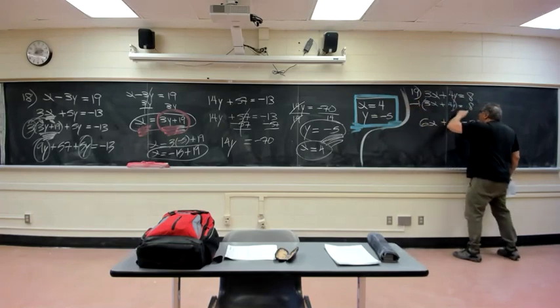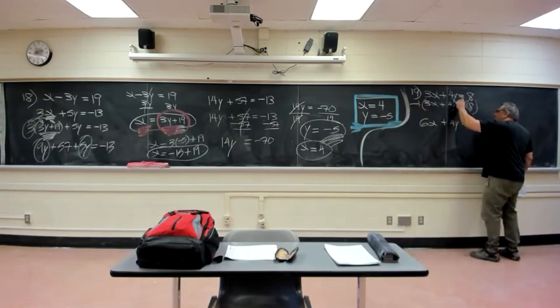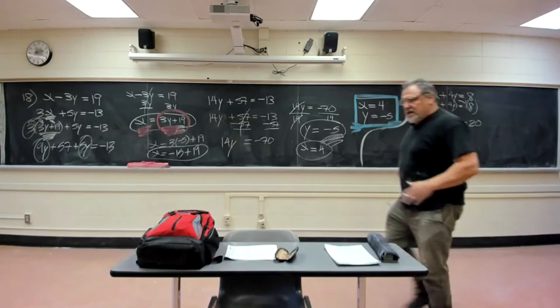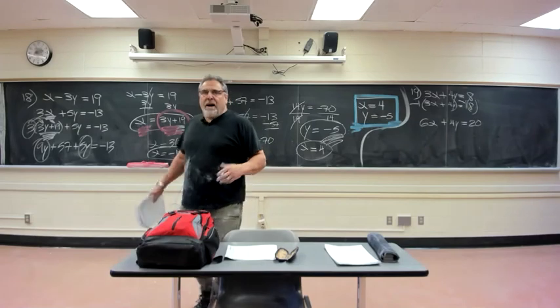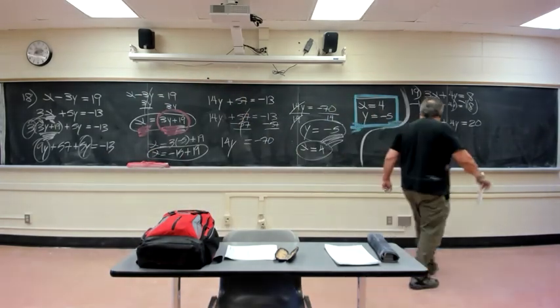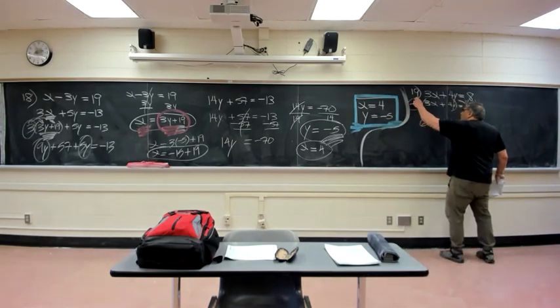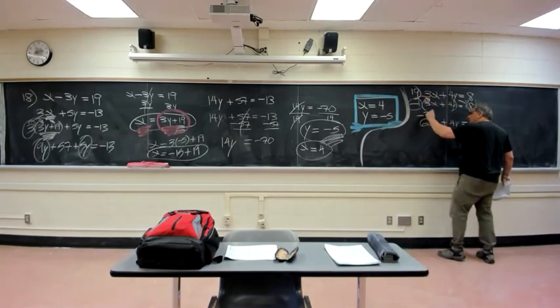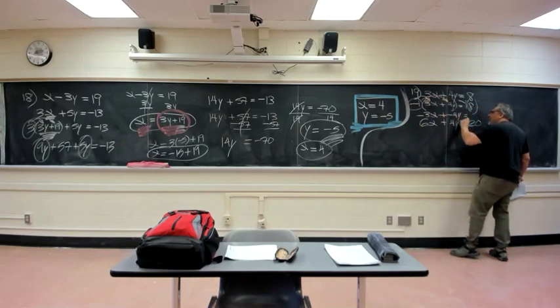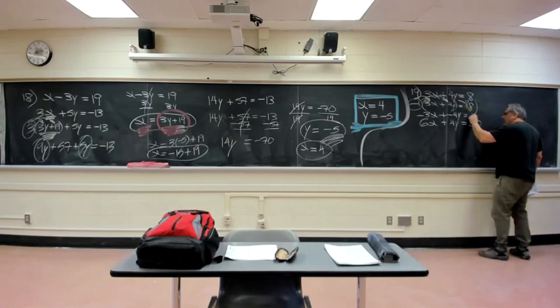If you multiply each side of the equation by negative 1, some interesting things happen. Negative 1 times 3x is negative 3x. Negative 1 times positive 4y is negative 4y. That's significant. And negative 1 times 8 is negative 8.